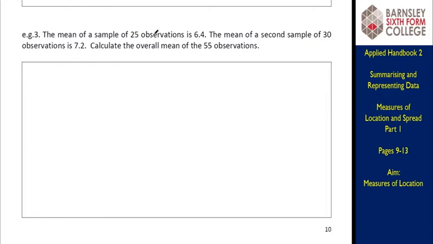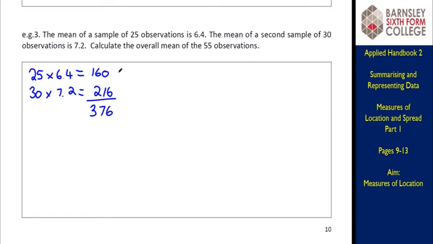So if there's 25 observations of 6.4, this means the sum of all values is going to be 25 times 6.4, which is 160. And then we do the 30 times 7.2, which is 260. And then we add those values together to get the overall total.